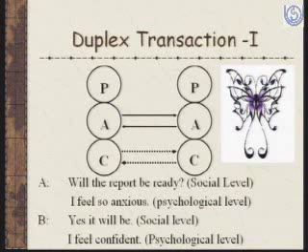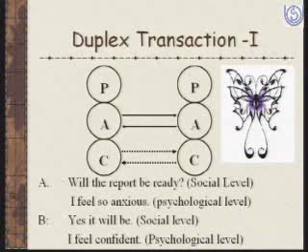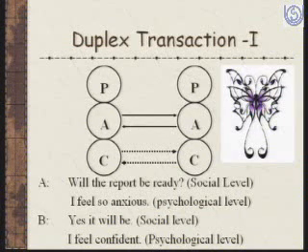That is at the social level. And at the psychological level, B says, I feel confident. That is the message given. So this is known as a duplex transaction. There are two levels to the transaction. One is the social level, the other is the psychological level. We have so far discussed complementary transaction, cross transaction and duplex transaction.